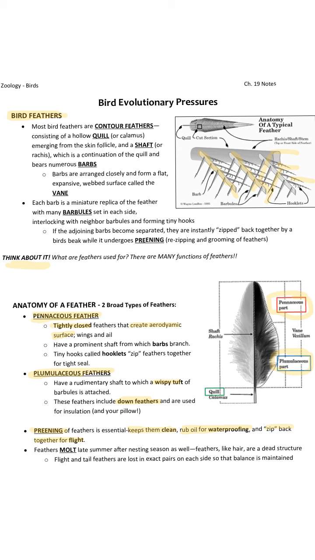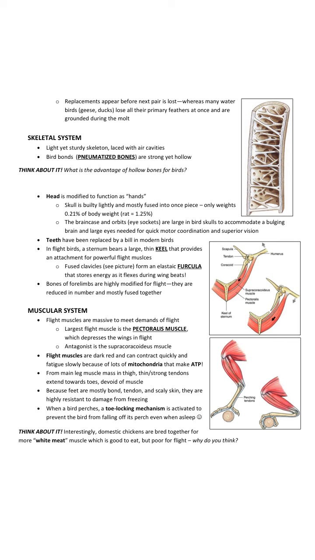Okay, feathers will molt, and basically they're going to lose their feathers after nesting season. Feathers are dead structures, and what's interesting is that in order to maintain balance, they'll lose their flight and tail feathers, the important feathers, in exact pairs. So that balance is always maintained. The replacement feathers will always appear before the next pair is lost. Whereas many water birds, such as geese and ducks, will actually lose all their primary feathers at once, and therefore they're going to be grounded during molt.